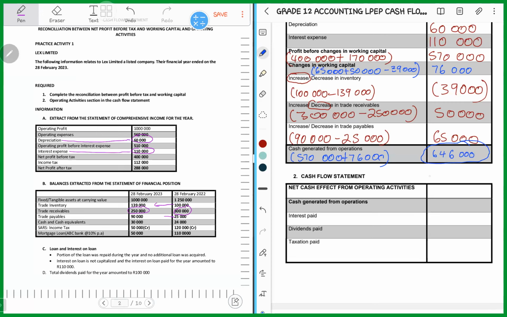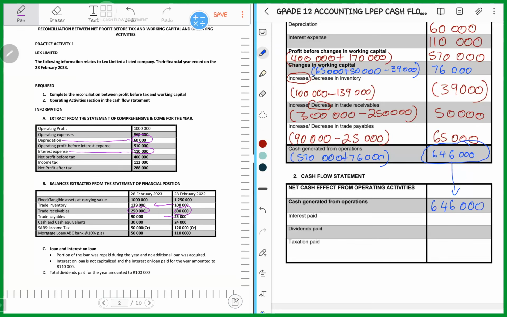Remember, it was 646,000. So you are not going to wander around and ask yourself where you are going to find this amount, because you've already calculated it. It's 646, meaning that we are going to transfer it from there to our operating activities section. So it will be 646,000.